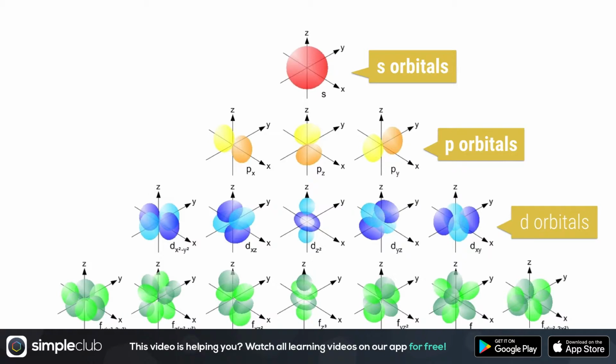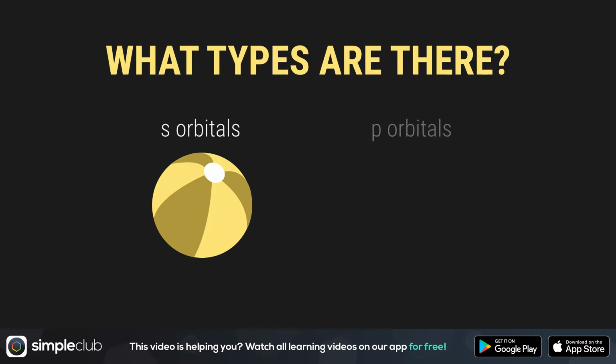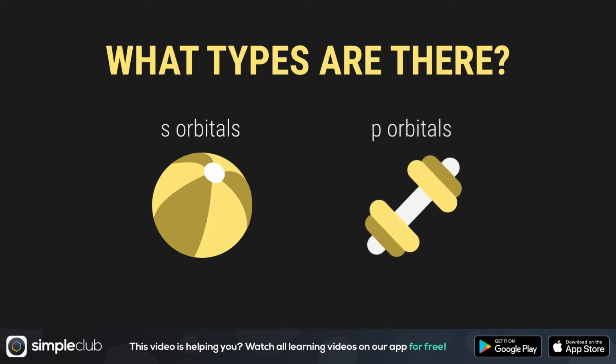Okay, so what we have are different kinds of spaces. But what do they look like? You can picture the s orbitals as being spherical, just like a ball, and the p orbitals like little dumbbells.